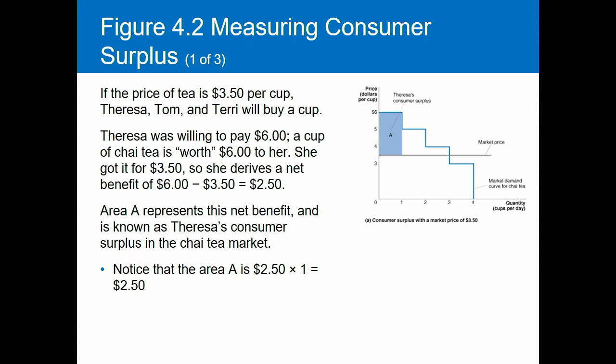Now, Teresa, she's willing to pay $6. That tea is worth $6 to her. That's how much benefit she believes she gets from it. Since she only has to pay $3.50 for this cup of tea, she gets a net benefit of $6, the total value she derives from it, minus the price she pays, $3.50. The difference is $2.50. So that's her consumer surplus, how much better off she's being made by engaging in this transaction. If you look at it graphically, this area A, everything between her marginal benefit and the price she pays, that's Teresa's consumer surplus.